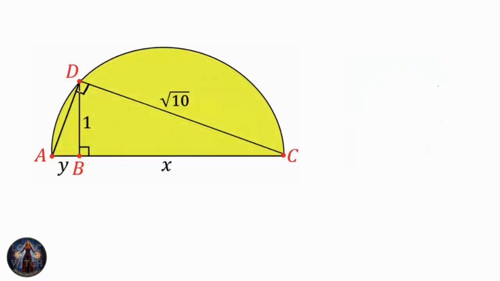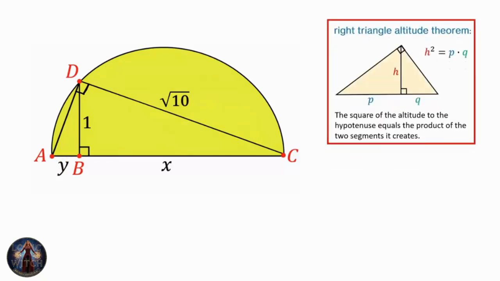So now we have this angle ADC as a right angle and I named this part AB as Y. So in order to calculate Y, we do have one more theorem which is the right angle altitude theorem, which says the square of the altitude to the hypotenuse is equal to the product of the segments. Here the square of the altitude is h, so h square is equal to p into q.